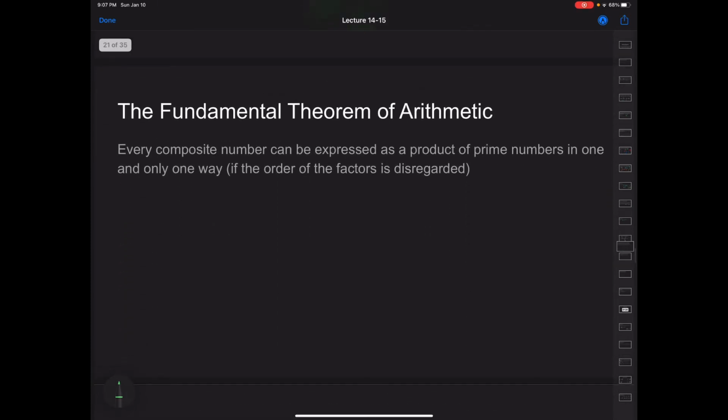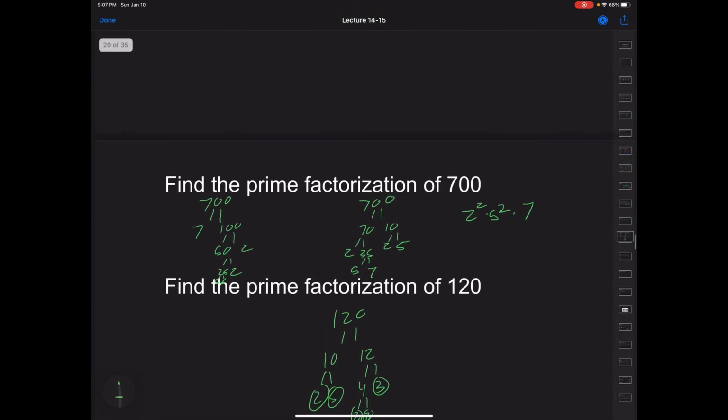A definition here. The fundamental theorem of arithmetic is that every composite number can be written as a product of prime numbers in one and only one way, if the order of the factors is disregarded. And that's the same no matter how you factor 700, you still end up with the same prime factorization. You still end up with 2 2s, 2 5s, and a 7, regardless of order.